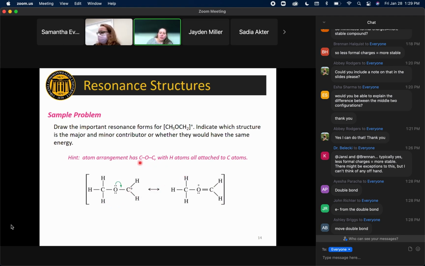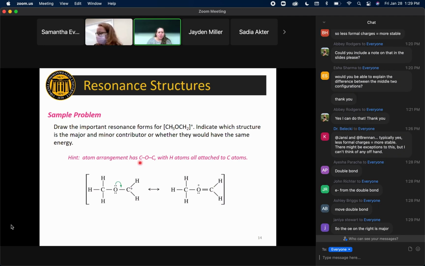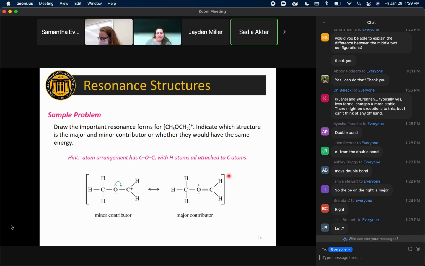So which one of these 2 resonance structures is better? Somebody said the one on the right is major. Well, let's see if you're right. Yep, right. Okay, so the one on the right is the major contributor.